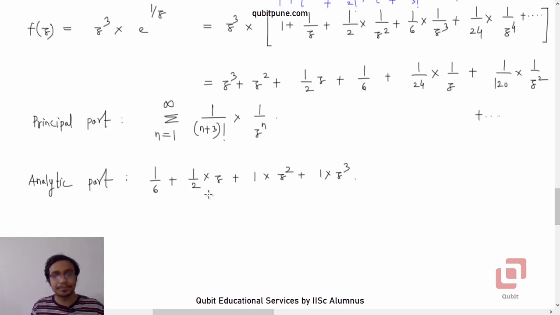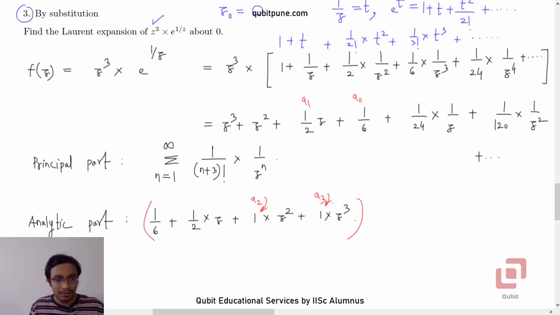the analytic part is a finite series, okay, which consists of a naught as 1 over 6, a1 as 1 upon 2, a2 and a3 equal to 1. Okay, whereas the principal part, the singular part, is an infinite series. Okay, 1 upon 24 into 1 upon z plus 1 upon 120 into 1 upon z squared, and so on. Okay, so no bn is 0 here. All bn's are non-zero.